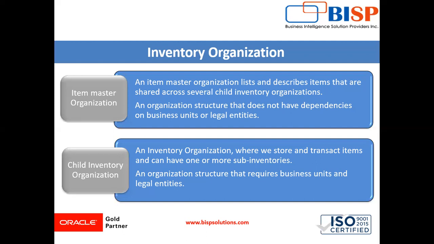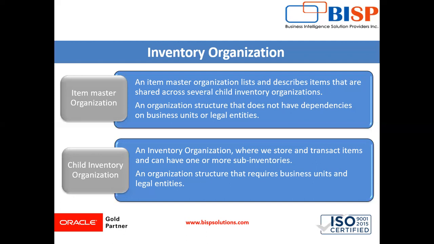And the other is the inventory organization. The inventory organization is the store where the items are kept and maintained. Items are transacted, and we can have one or more subinventories. The structure of this organization requires the business unit and the legal entity because this inventory organization is a physical inventory. So it requires the business unit, legal entity, and location of this inventory, all the components, right?